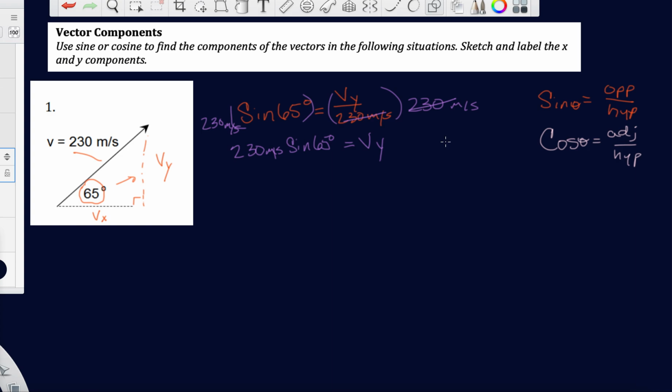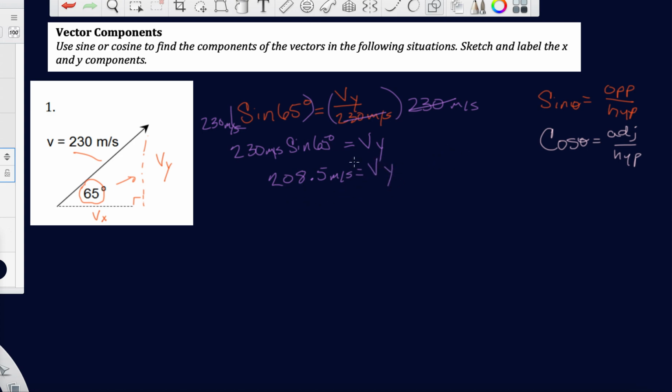And so I'll take out my calculator. Just give me one brief moment to turn it on. Make sure I'm in degree mode. I am in degree mode. And I'm going to type into my calculator 230 sine 65. And I get about 208.5. So when I do this math, 208.5 meters a second is my upward velocity.